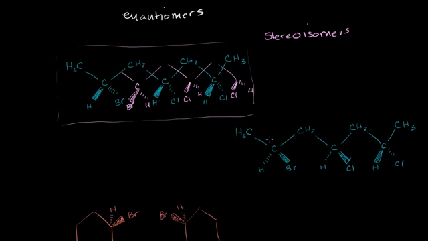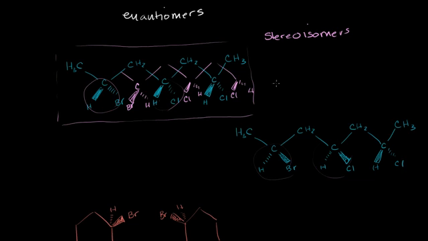So this part, you could think of it this way. This is the mirror image of this. This is the mirror image of this part. But this is not the mirror image of that part. So when you have two stereoisomers that aren't mirror images of each other, we call them diastereomers. I always have trouble saying that.